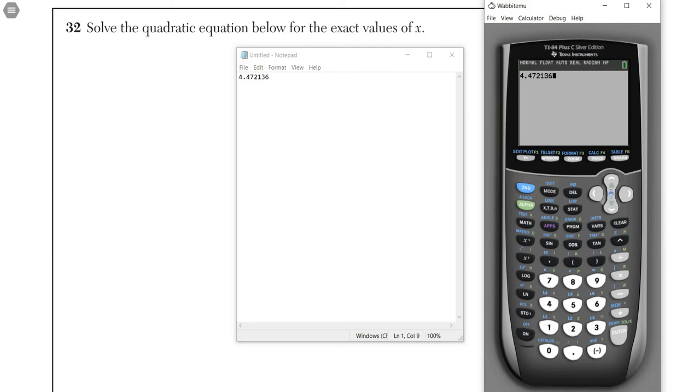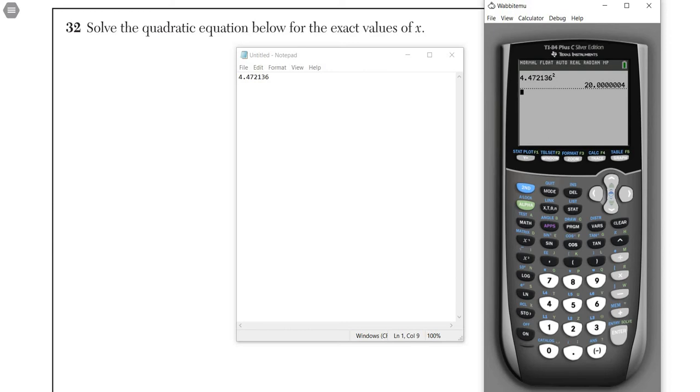4.472136 squared. Hopefully it'll come out to close to 20. There we go, 20.4. So that tells us that 4.472136 is the square root of 20. So that's a little bit of a solution that you can do there, right?